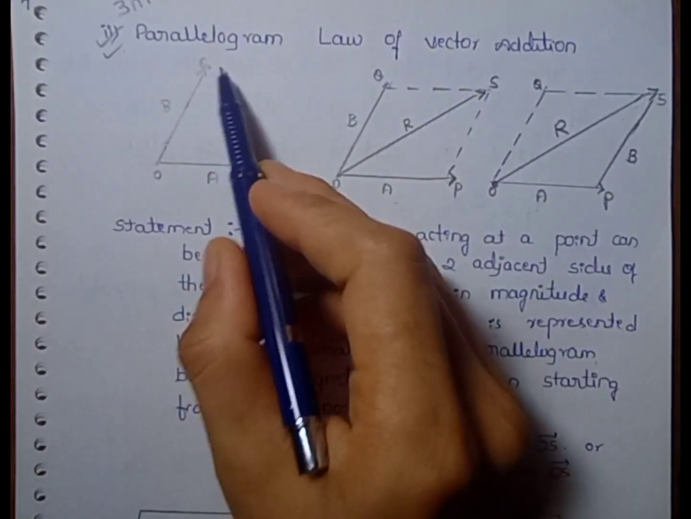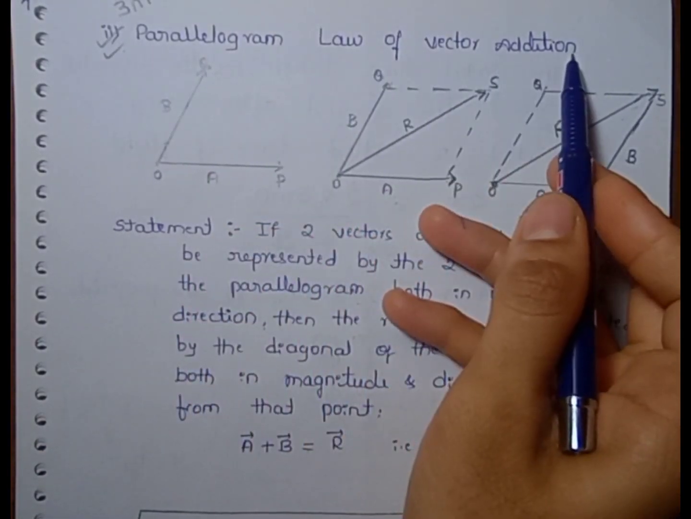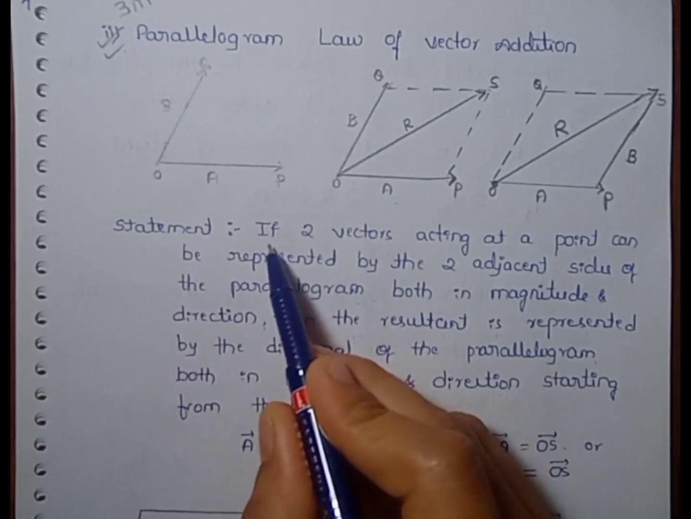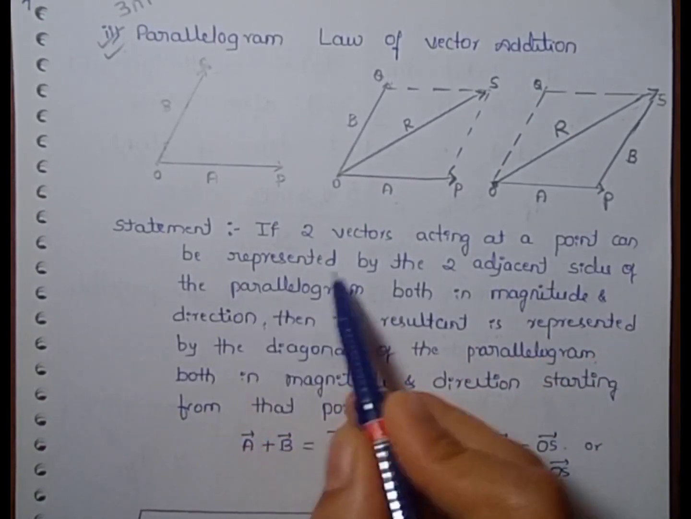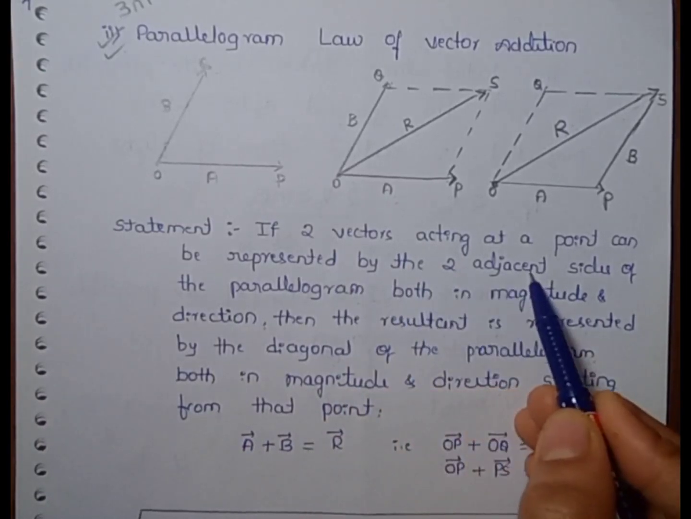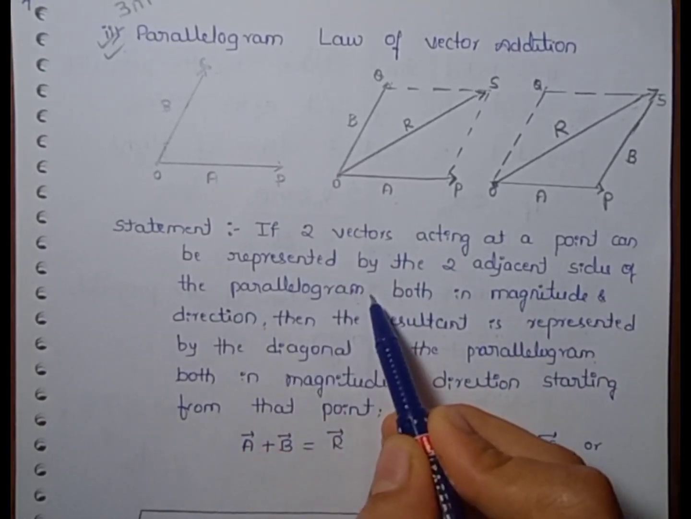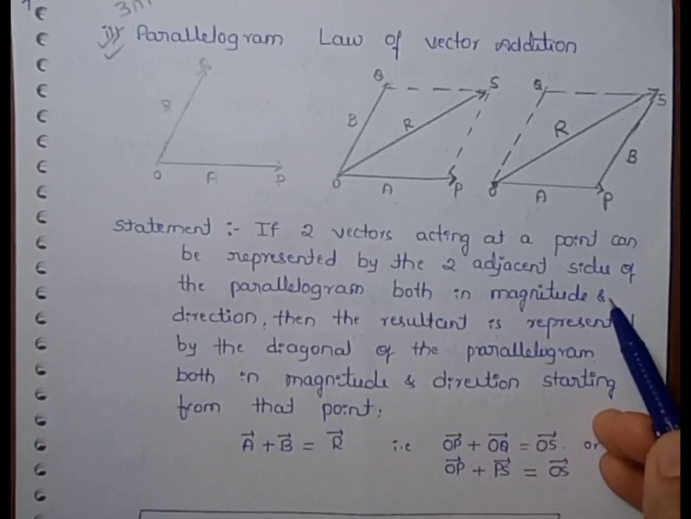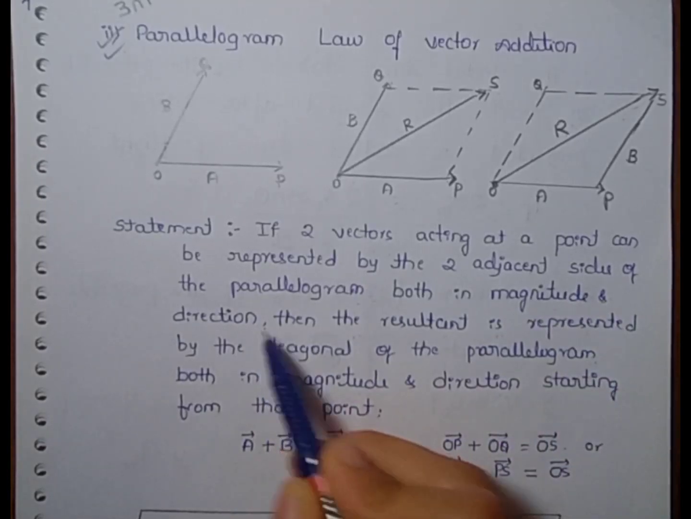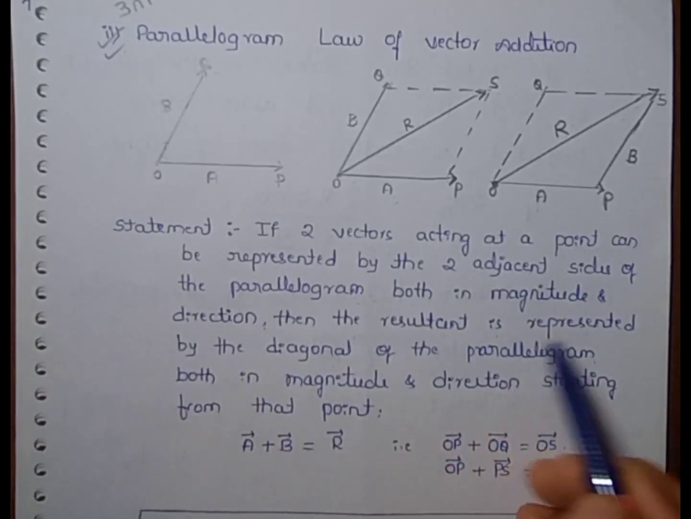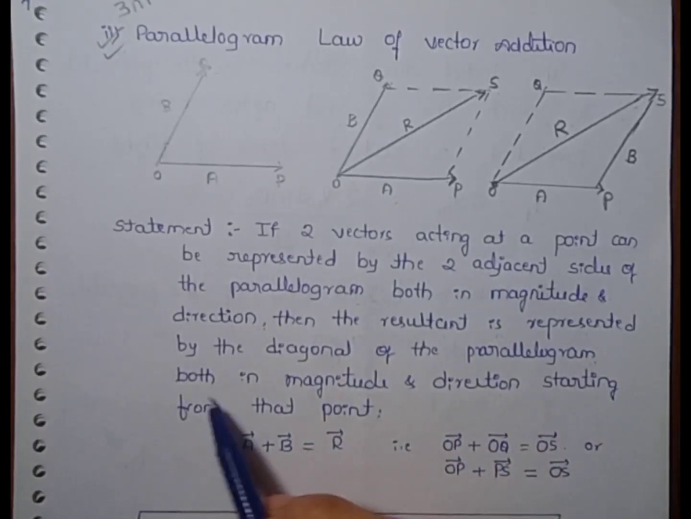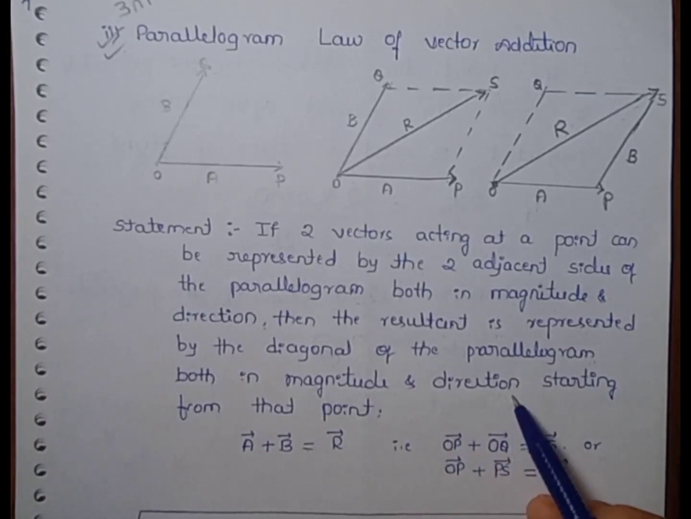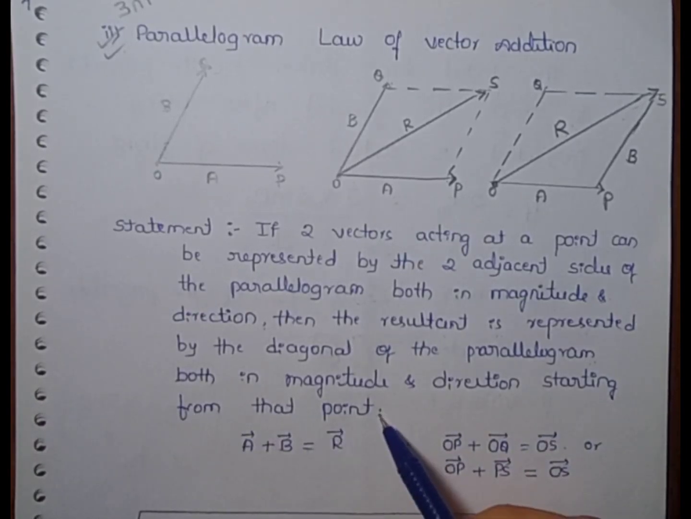Next one is the parallelogram law of vector addition. Statement: if two vectors acting at a point can be represented by the two adjacent sides of a parallelogram, both in magnitude and direction, then the resultant is represented by the diagonal of the parallelogram both in magnitude and direction starting from that point.